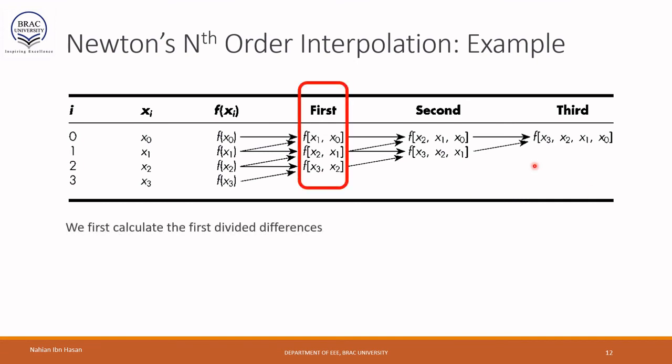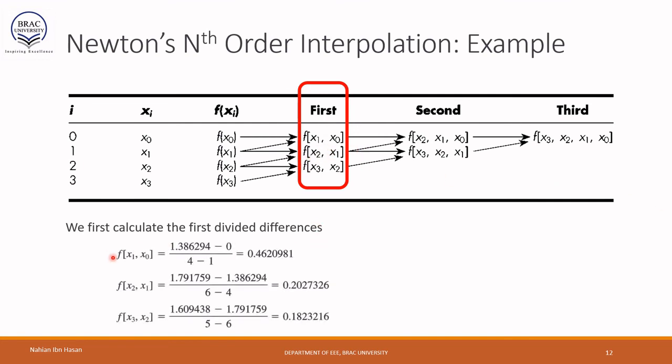First of all, we need to determine this column here, that means the 2 variable function values. So how can we do that? f of x1, x0 can be easily determined by using these 2 variables, that means f of x1 minus f of x0 divided by x1 minus x0. x0, x1, x2, x3 are the values that are already given in the question, so we can easily determine f of x1 and x0. Similarly, for determining f of x2 comma x1, we need to use these 2 rows, that means f of x1, f of x2, x1 and x2.